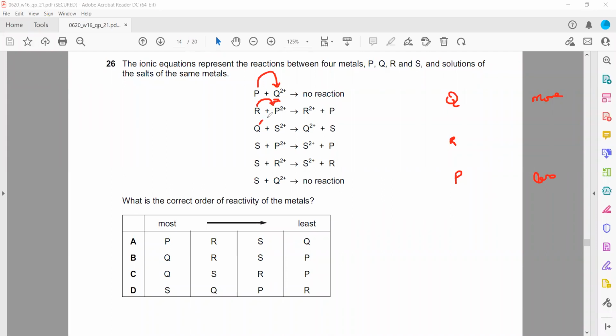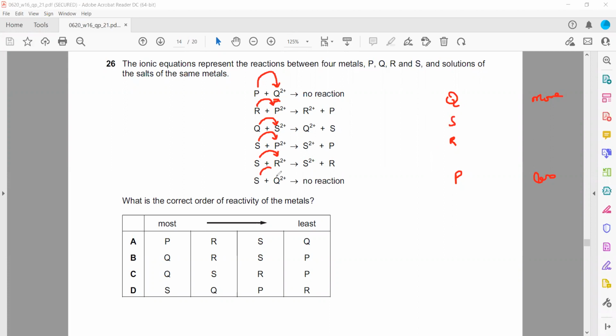Then we check Q with S. So Q is more reactive than S because Q is able to displace, so S is between them. When we check S with P, S is able to displace, so it means S is more reactive than P. Then we check S with R, so S is able to displace R, so it means S is more reactive than R, so S will be above R.